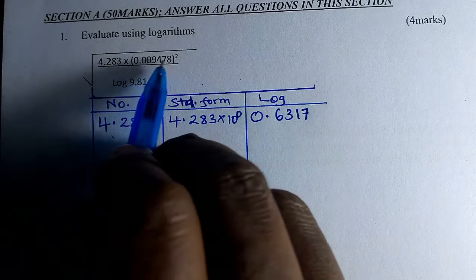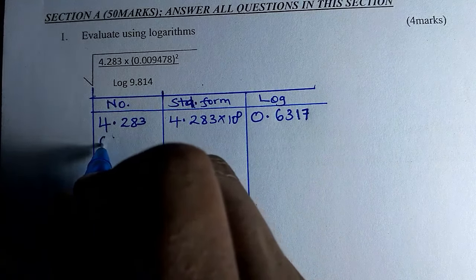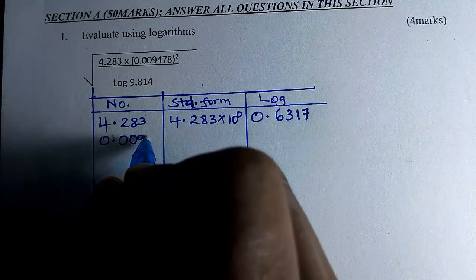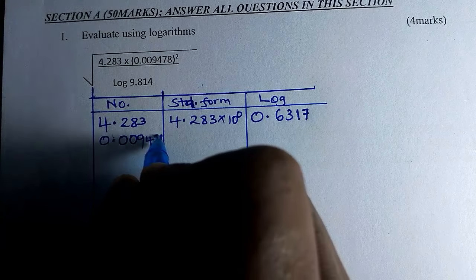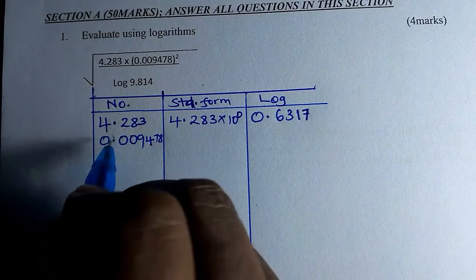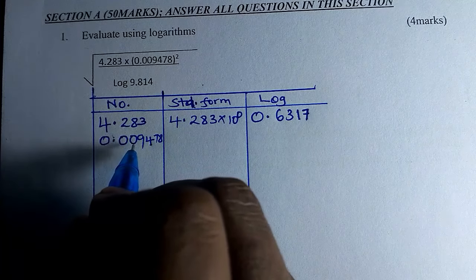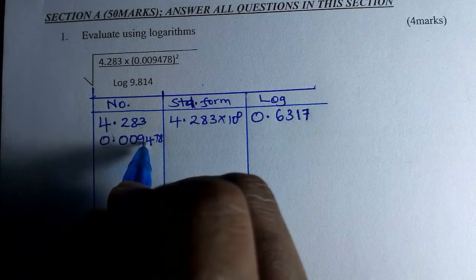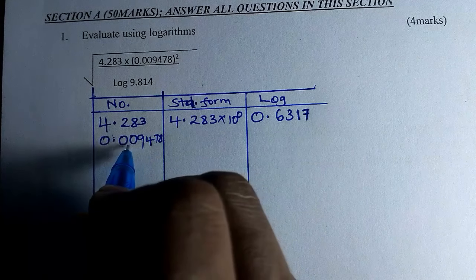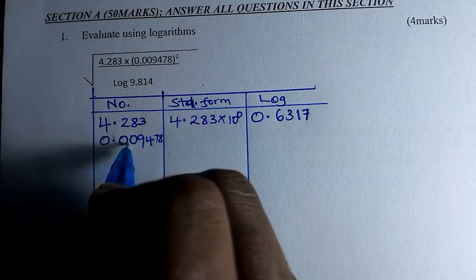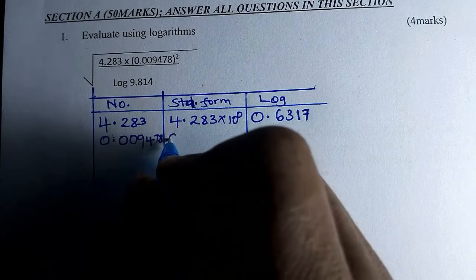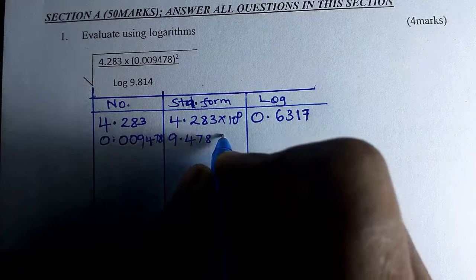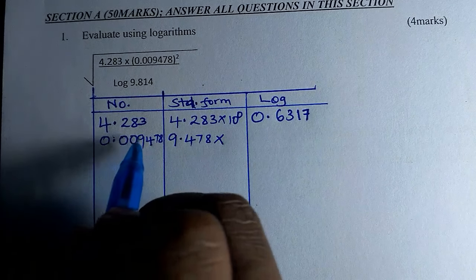The next number is this number, which is in brackets raised to power 2. So our next number is 0.009478. Write this number in standard form. 1, 2. We are looking for a number that is between 1 and 9.9. So it is 1, 2, 3. This is where we find a number that is 9. If you stop here, this is a 0. We want a number. So the number is 9.478 times.